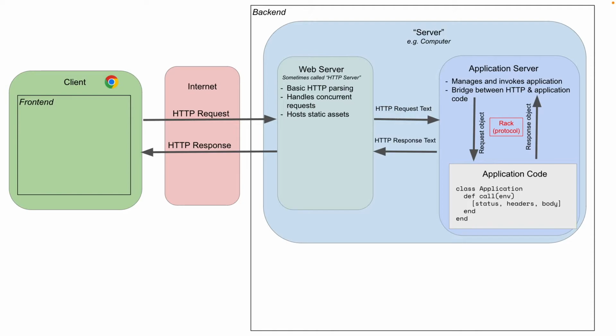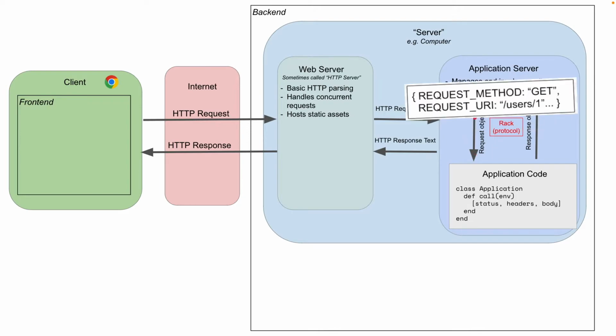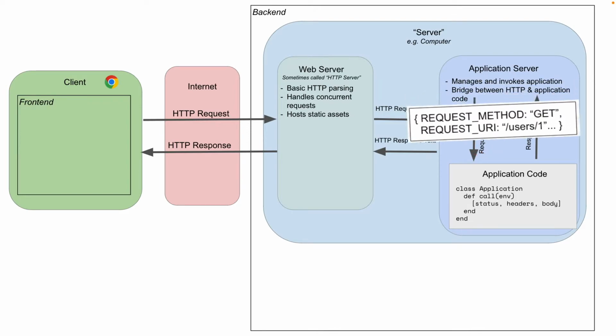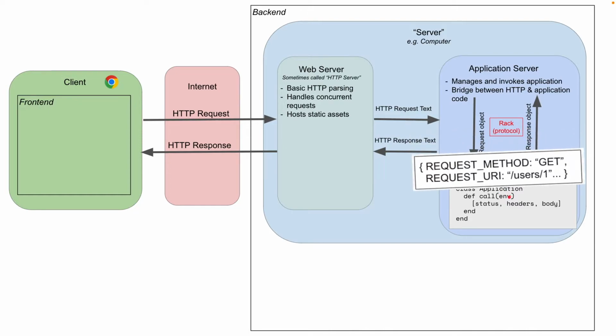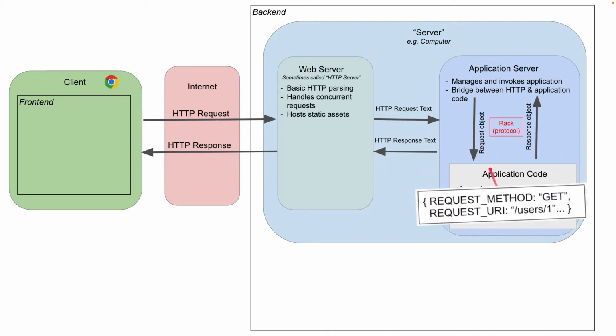Better yet, when the application server calls our application, instead of sending off an unfriendly string of HTTP text, the application server can parse this HTTP text for us and send us over something more manageable for our application, like a hash or a dictionary, for example.